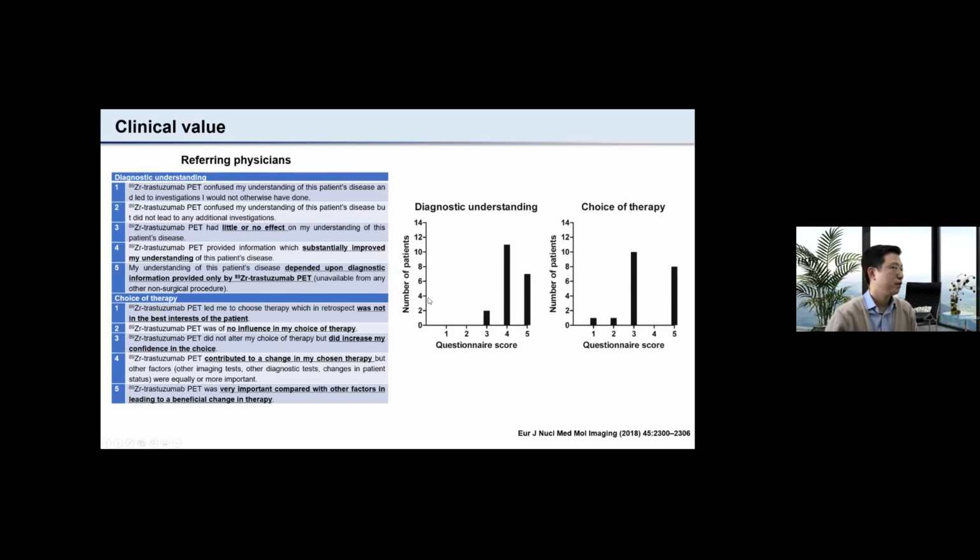And for the choice of therapy, most of the answers were a questionnaire score of 3 or 5. 3 means PET did not alter my choice of therapy, but did increase my confidence in the choice. And 5 means the PET was very important compared to other factors in leading to a beneficial change in the therapy. So PET can enhance the referring physician's confidence in the treatment choice, or change the treatment modality according to the PET scan.